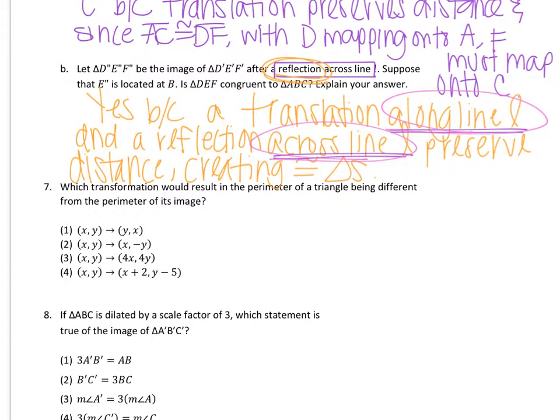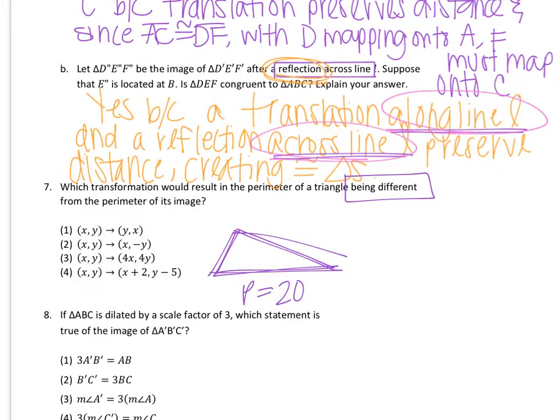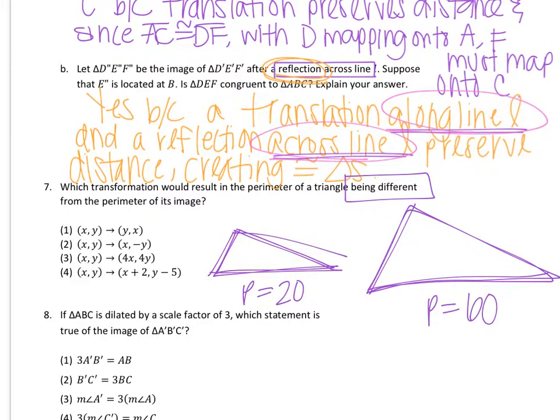Number 7 here says, which transformation would result in a perimeter of a triangle being different from the perimeter of its image? So that's like having this little small triangle where we add up the 3 sides here and get a perimeter of, I don't know, 20. Then we have another triangle where we add up the three sides, but this time we get a perimeter of, say, 60. So which one of these would give you perimeters that are different is what they're asking. If we simply switch the coordinates, that's not going to give us a different size. If we negate one, that again will not give us a different size.